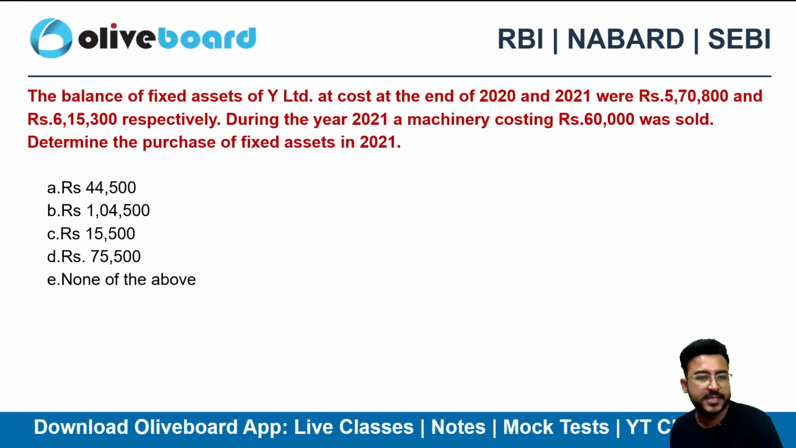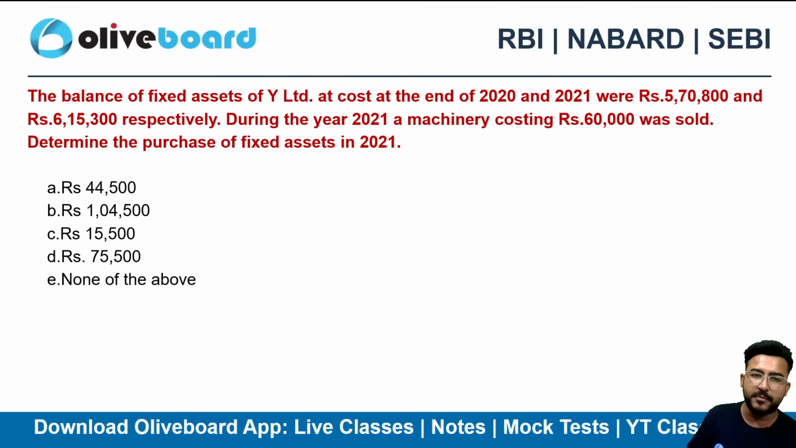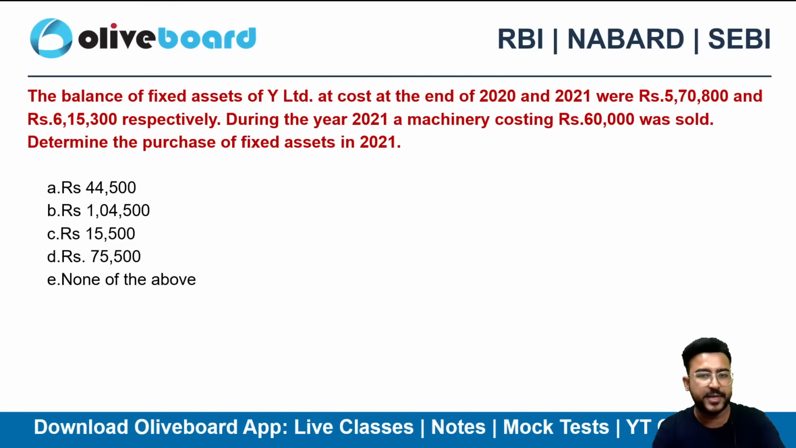The balance of fixed asset of Y Limited at a cost at the end of 2020 and 2021 were 5,70,800 and 6,15,300 respectively. Now during the year 2021, a machinery costing rupees 60,000 was sold. Determine the purchase of fixed asset in 2021. How much we have purchased in 2021?